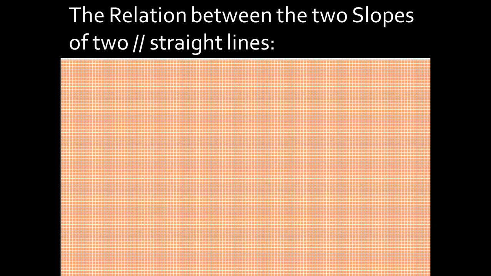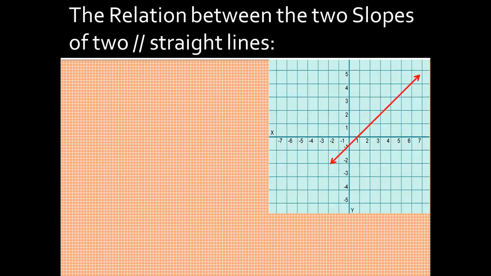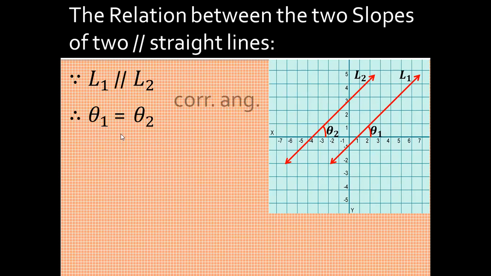The relation between the two slopes of two straight lines. If we have two straight lines, L1 and L2, where theta 1 is the angle which L1 makes with the positive direction of the x-axis, and theta 2 is the angle which line L2 makes with the positive direction of the x-axis, and the two straight lines are parallel, that means theta 1 equals theta 2 because they are corresponding angles.